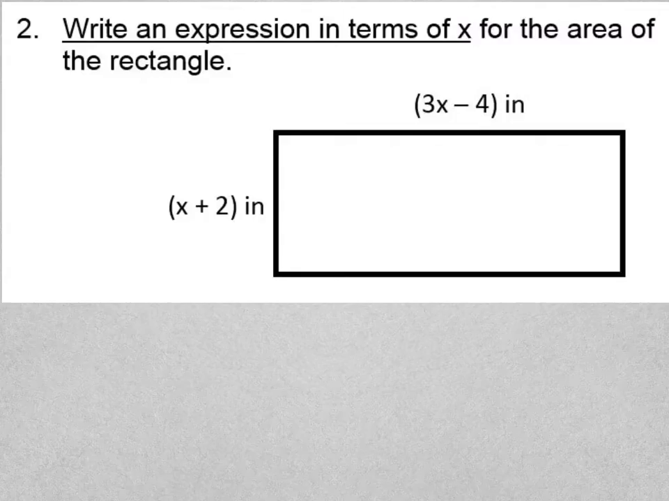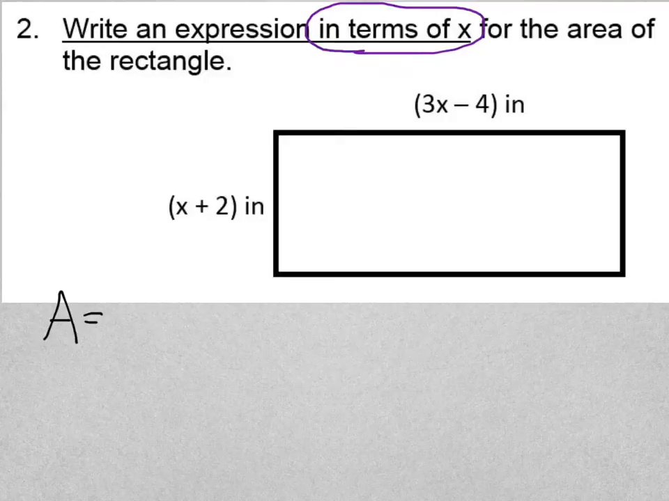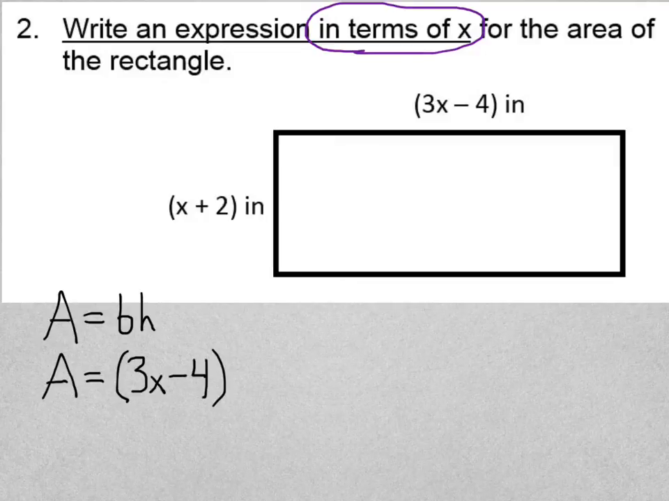Okay. Let's look at one more example. We're going to write an expression in terms of x again, for the area of the rectangle. Okay. Well, it's nice that they gave us a rectangle, because that's the easiest formula of all, base times height. Okay, so I can plug in. The base is 3x minus 4, and the height is x plus 2. Alright, now that is an expression in terms of x. It uses x in it, and it doesn't use any other variable. So technically I have an expression in terms of x.